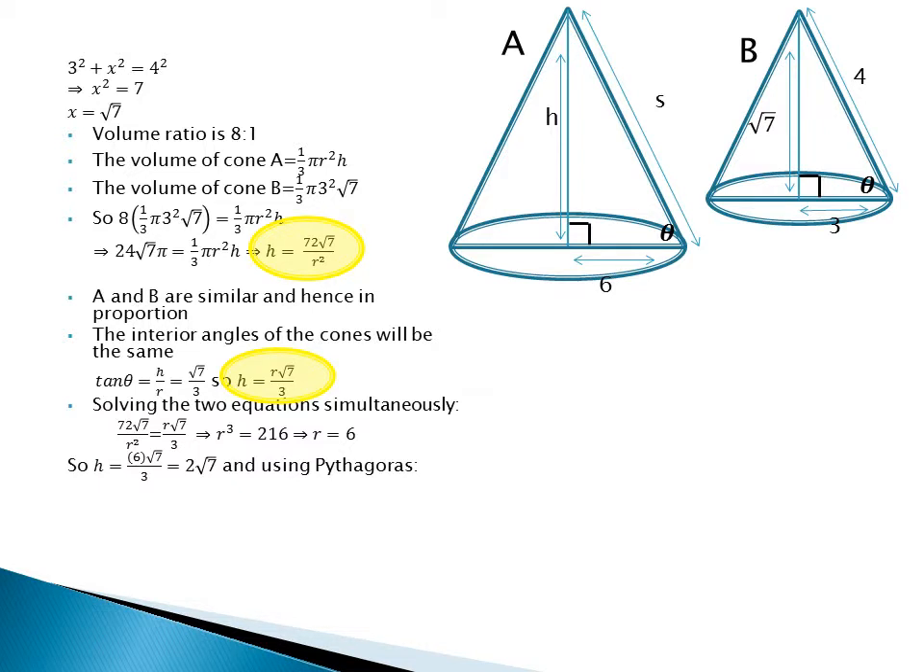Now we can substitute this value into one of the equations. So h equals 6 root 7 over 3, which is 2 root 7. And now we can use Pythagoras to find s. So s squared equals h squared plus r squared, which equals (2 root 7) squared plus 6 squared, which is 64, so s is 8. We can put these values onto the diagram.